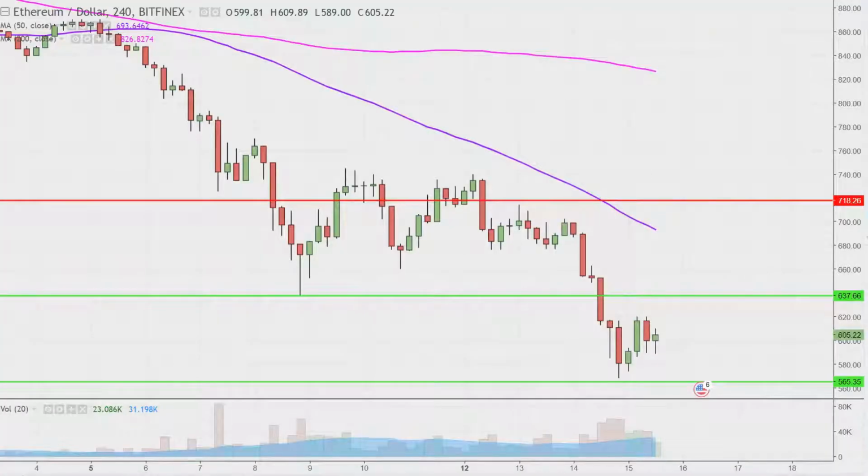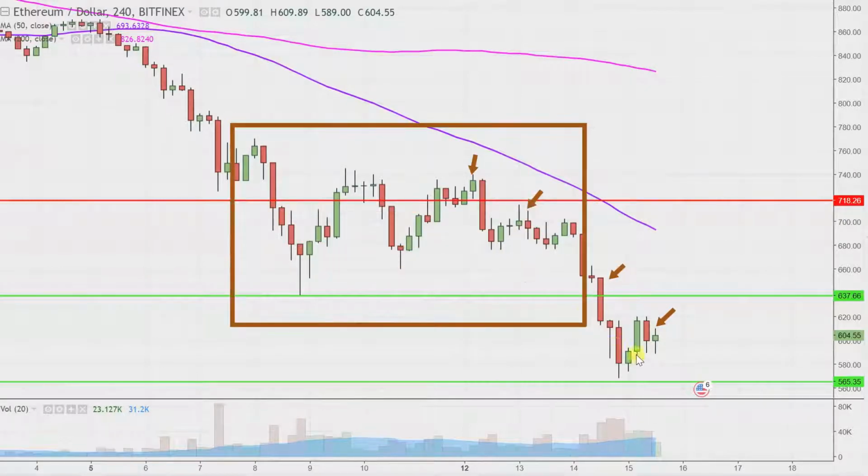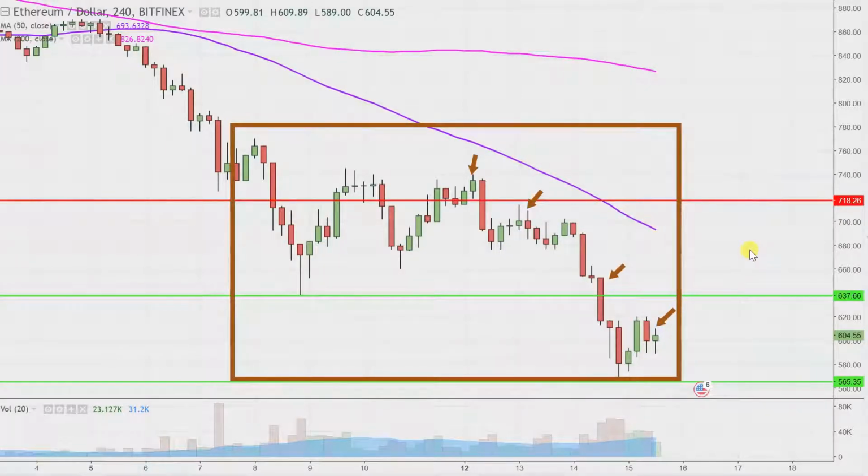Real quick, what do I mean by 4-hour in case maybe you're new to charts? Instead of each one of these candlesticks, as they're called, representing 1 day's worth of price action, which is what you would normally see, each one represents 4 hours. So while this here may look like several weeks worth of time, it's actually just the past several days broken down into 4-hour time slices.